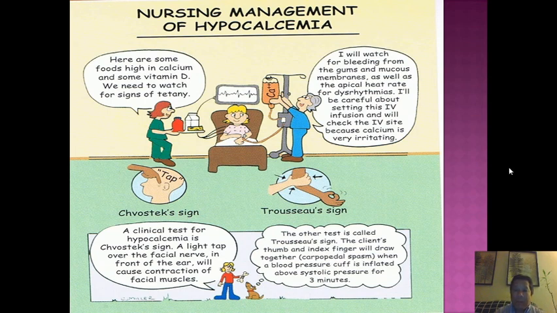Yeah, so hypocalcemia can cause involuntary muscular contractions, and worse, it could lead to seizure as well in extreme cases.